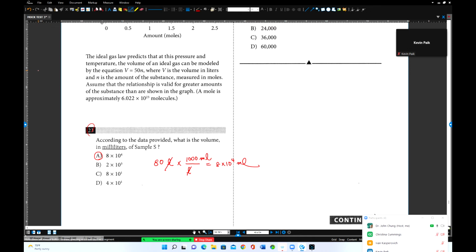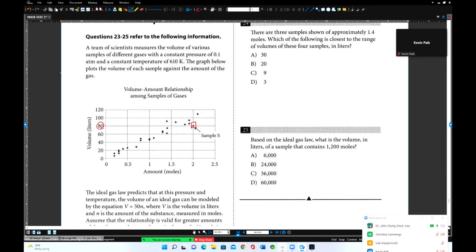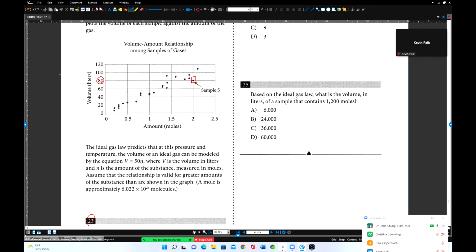That is number 23. The next one is number 25. This is 25. Based on the ideal gas law, what is the volume in liters of a sample that contains 1,200 moles? Okay, we heard 1,200 moles. A mole is this one. Okay, the moles over here, right?